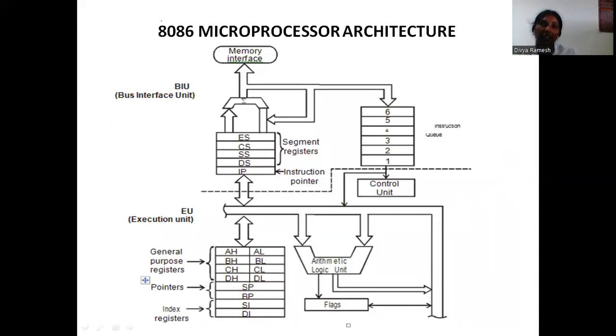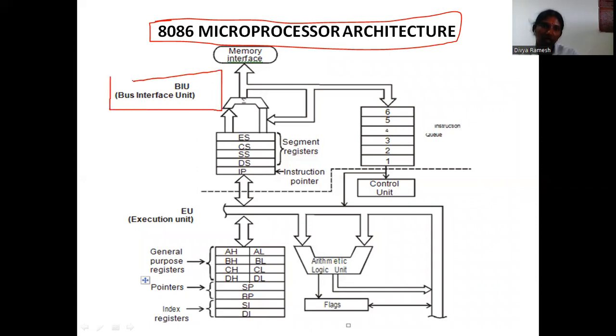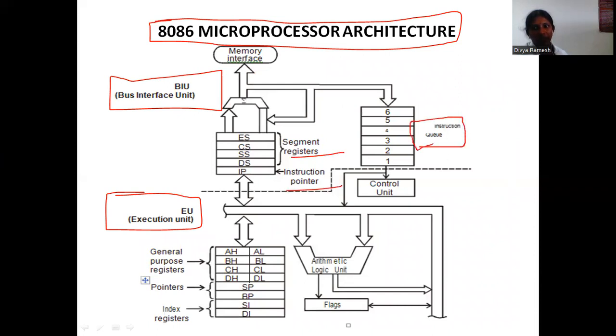So this is the internal architecture, that is, a block diagram. This architecture diagram shows the major blocks in the 8086. The two foremost blocks in the 8086 architecture are the execution unit and the bus interface unit. These major blocks hold some sub blocks. The bus interface unit holds the memory interfacing unit, segment registers, instruction pointer, and instruction queue. These are the small blocks which come under the bus interface unit.